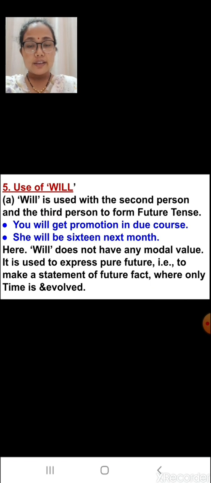Now let us see number 5, the use of will. Will is used with the second person and the third person to form future tense. For example, number 1, you will get promotion in due course. Number 2, she will be 16 next month. Here, will does not have any modal value. It is used to express pure future, that is, to make a statement of future fact where only time is involved.